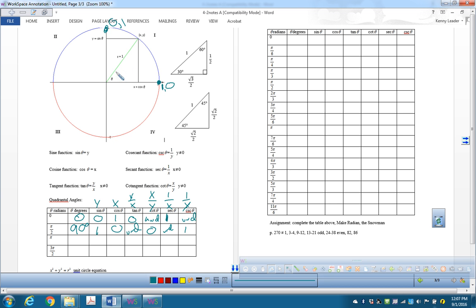I'll post all this so you can see it. Okay, pi. Pi is over here. Alright. So what are the coordinates of that point?